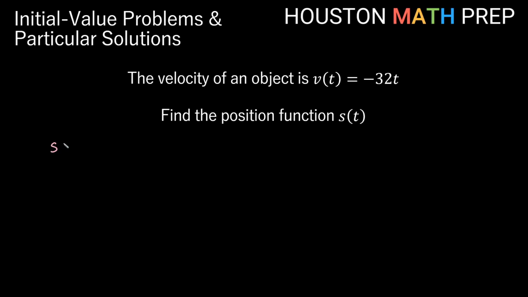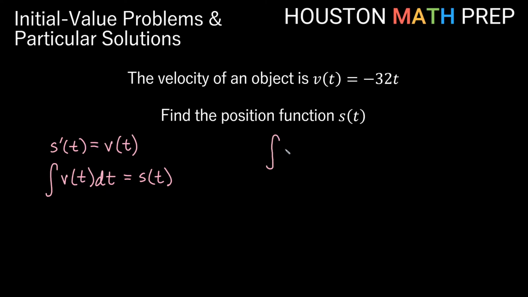Remember that if we take the derivative of the position function, we get the velocity function. So that really tells us that the antiderivative of the velocity function, with respect to time in this case because t is our variable, is actually going to give us our position function. So we take the antiderivative of negative 32t dt, and that should give us the position function.